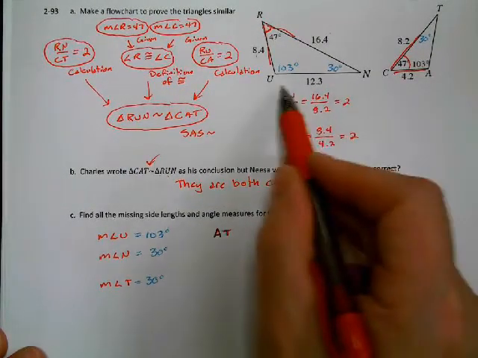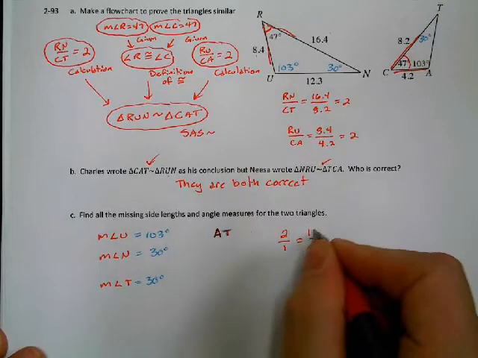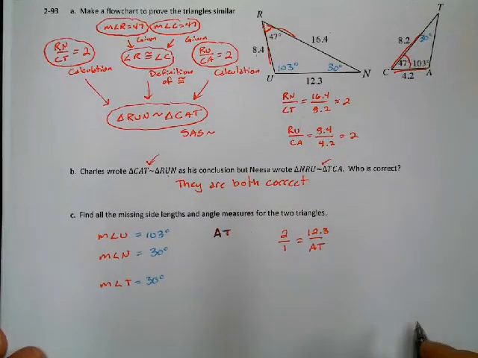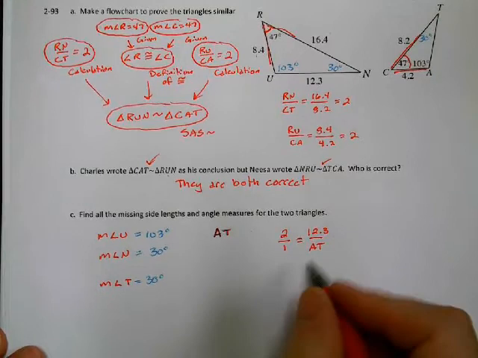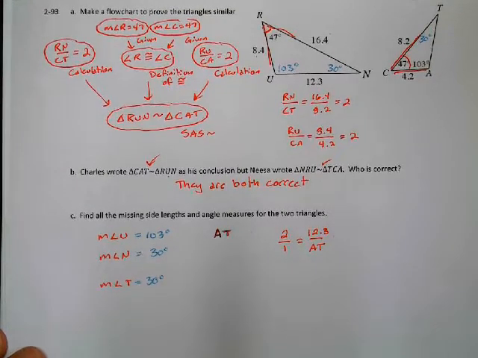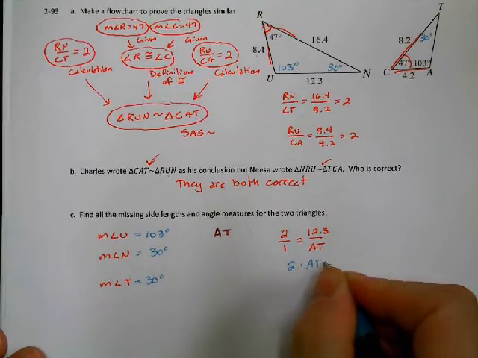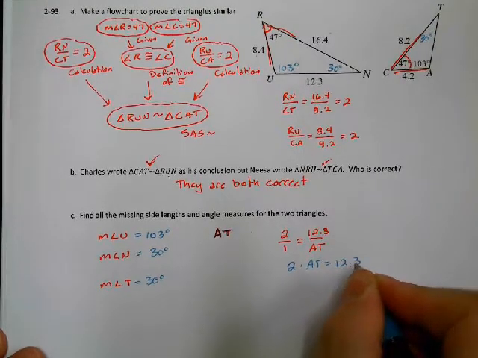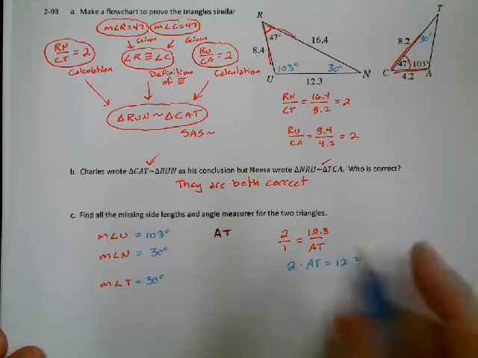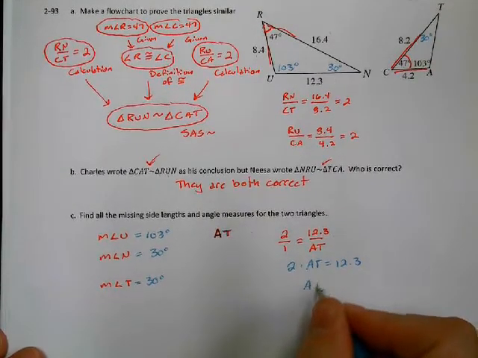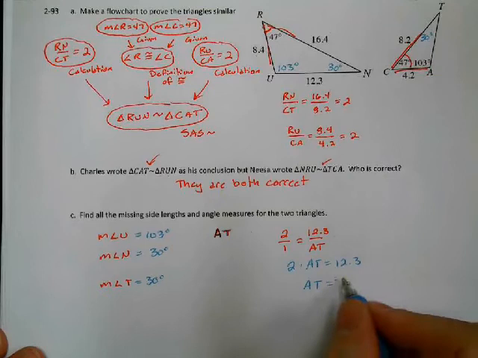So if I do cross products, I would do 2 times AT equals 12.3. And then if I divide by 2 on both sides, 6.15 is what my answer would be. So AT is 6.15. There you go.